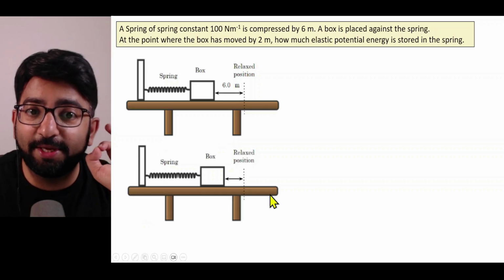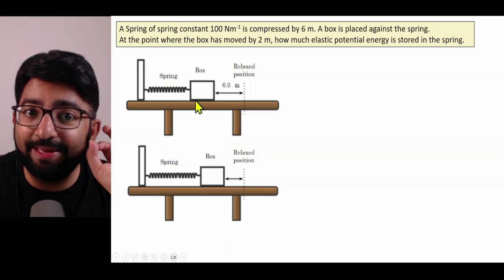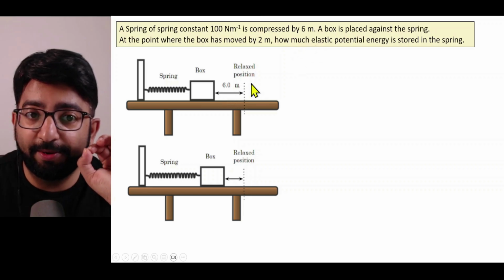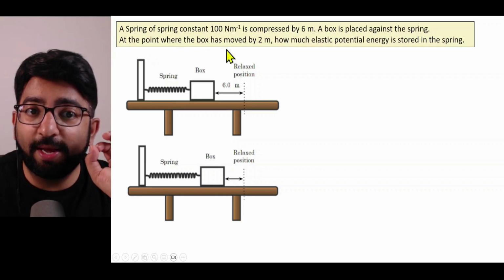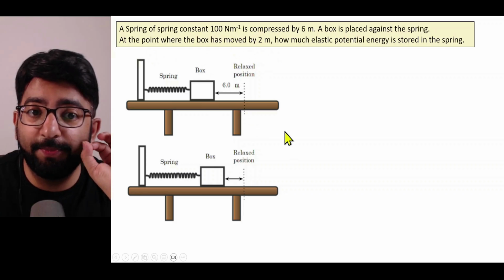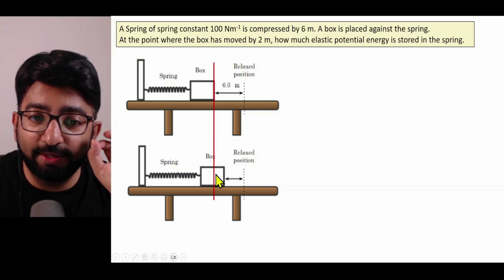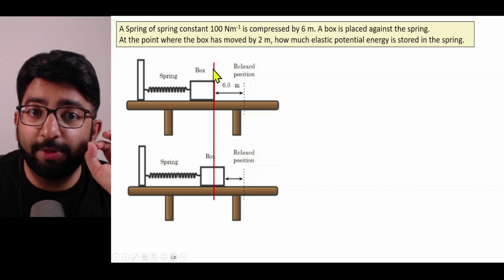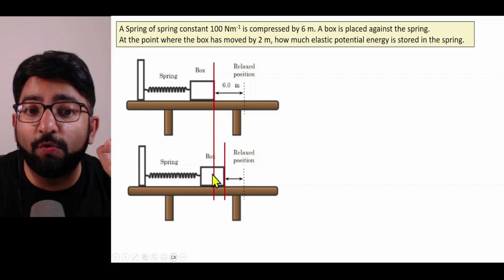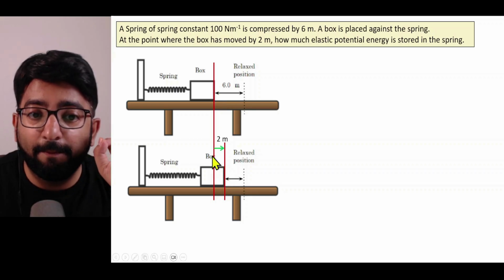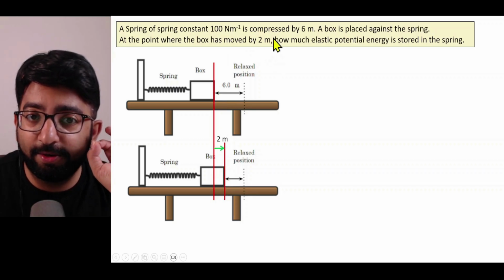So consider this image on the bottom. Initially, the spring was compressed by 6 meters, as you can see in this image. In the second situation, the box has moved by 2 meters. So let me explain that. Consider this red line is the original position of the box in case 1. In case 2, the box has moved a little bit to the right by 2 meters, as they have given in the question.